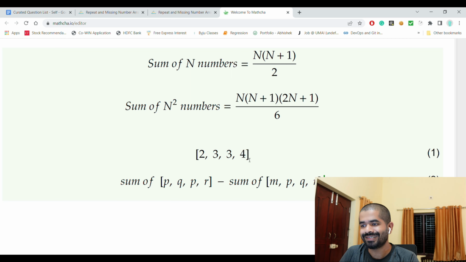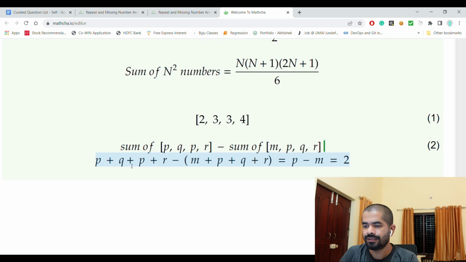So how do we get that? We get that using this formula, n into n plus 1 by 2. We know the value of n, which is 4. That's the length of this array. This is the first thing that we have to do: the sum of all the items in the array, subtracted by the sum of the numbers that should have been there, the sum of n numbers.